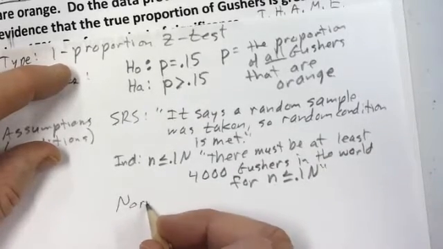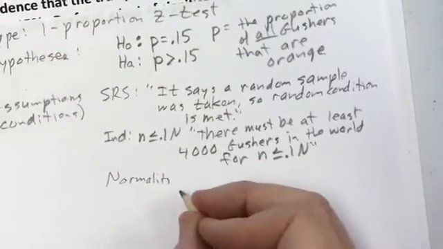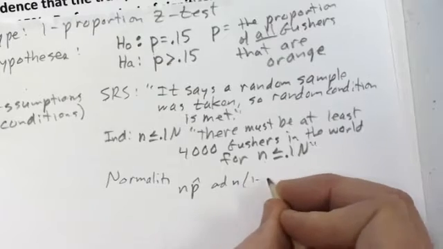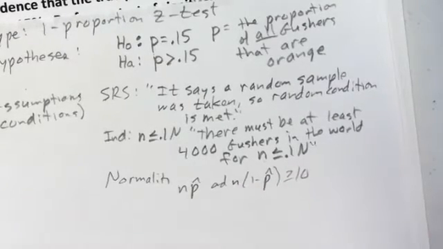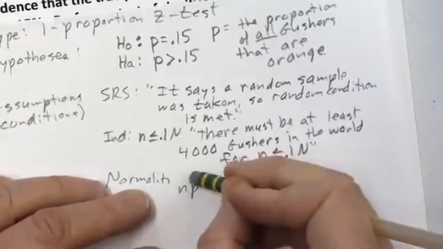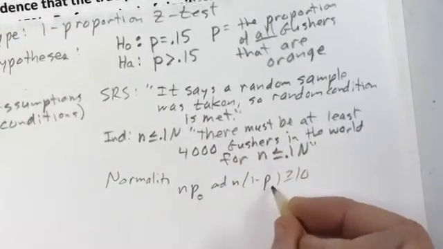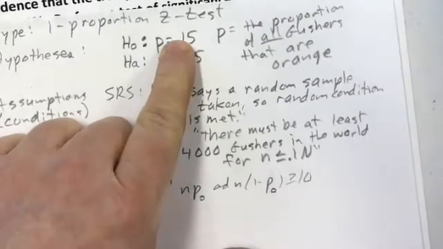We have normality, which is very similar to last chapter. Remember last chapter, normality: n times p hat and n times 1 minus p hat are greater than or equal to 10. But we're not going to use p hat this chapter. That would not be right to do. We are using p naught. And you say, what is p naught? P naught is the hypothesized p.